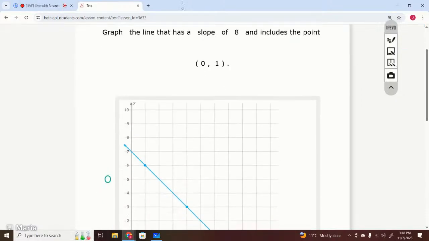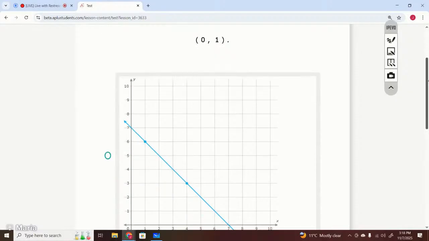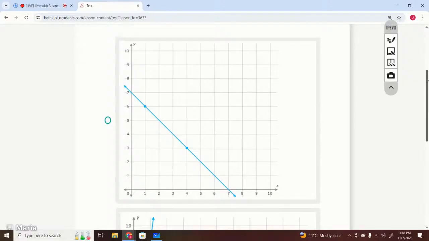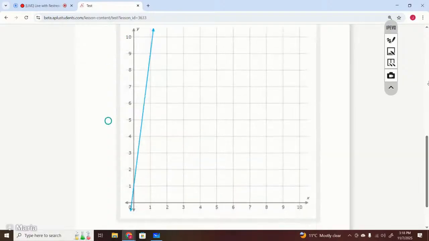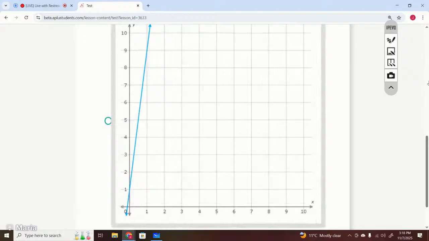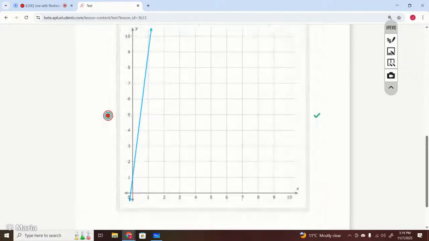Graph the line that has a slope of 8 and includes the point 0, 1. So slope is 8, the point is 0, 1. X is 0. Option number 2 is the correct option.